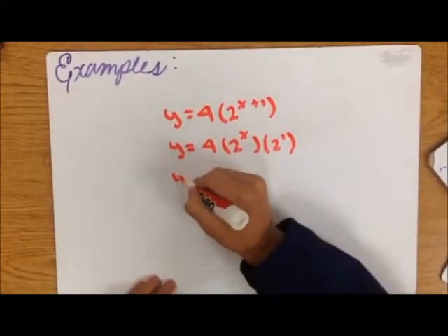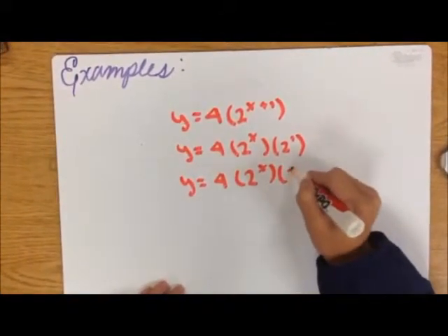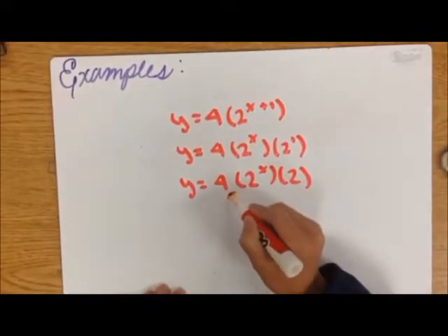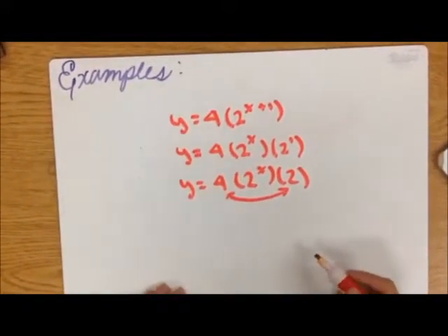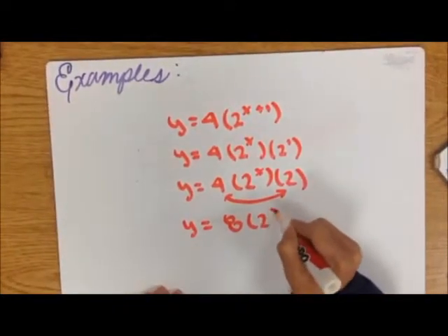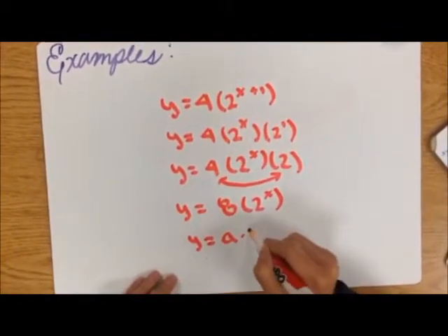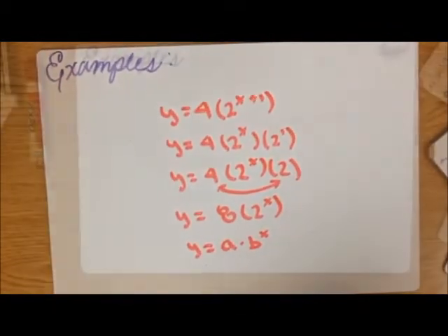Then you simplify down. y equals 4 times 2 to the power of x times 2. Then you multiply these two to simplify it, and you get y equals 8 times 2 to the power of x, which is also in y equals a times b to the power of x form.